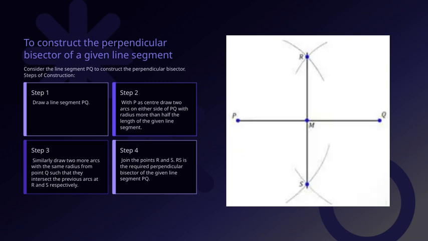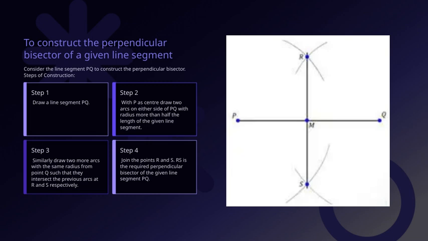Next, without changing the radius, place the compass on Q and draw 2 arcs that intersect the previous ones at points R and S. These intersection points are crucial because they help us locate the exact midpoint of PQ. Finally, simply join points R and S. The line RS is our perpendicular bisector. It cuts through PQ at a right angle and exactly at its midpoint.